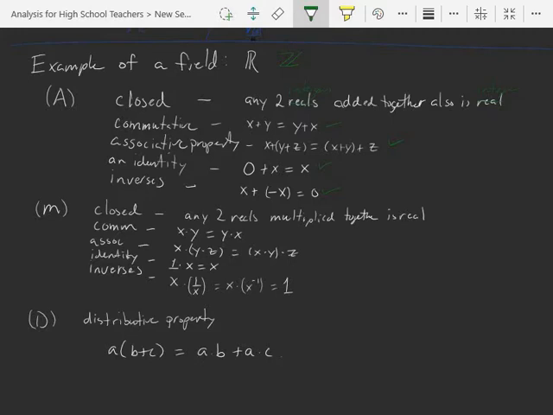Let's check out multiplication. I've got two integers multiplied together, it's still an integer. The commutative property of multiplication works. Associative property, multiplication still works. 1 is an integer, it's still the identity. So these all work. Oh wait, I don't have inverses with integers. This fails. The distributive property works too. So the integers are almost a field, I just don't have inverses.